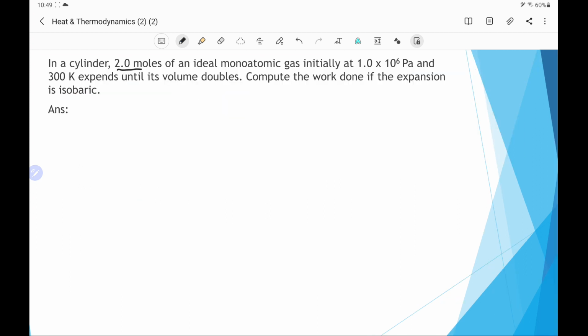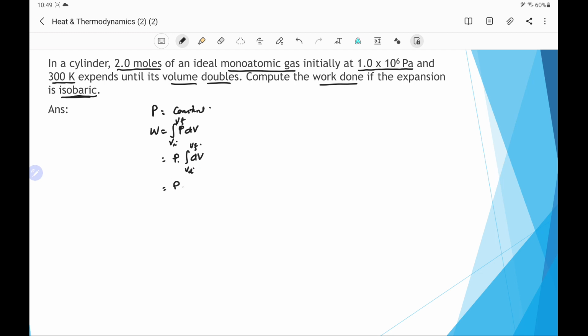In a cylinder, 2 moles of an ideal monoatomic gas, initially at 1.0 into 10 power 6 Pascal pressure and 300 Kelvin temperature, expand until its volume doubles. Compute the work done if the expansion is the isobaric process. For isobaric process, we know P is constant, so work will be equal to integral P dV from initial volume to final volume. Because pressure is constant, it can be taken out, and it is integral dV from initial to final volume.